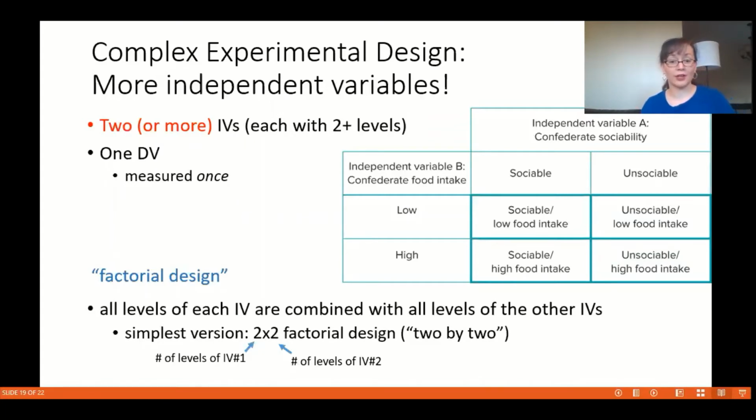But we can think about having more levels of those. So if, for instance, our first independent variable had 3 levels, we can have a 3-by-2 design or a 2-by-3 design. Again, those numbers represent how many levels each of our independent variables have. In a 2x3 design, we would have 6 groups. In a 3x3 design, we'd have 9 groups.